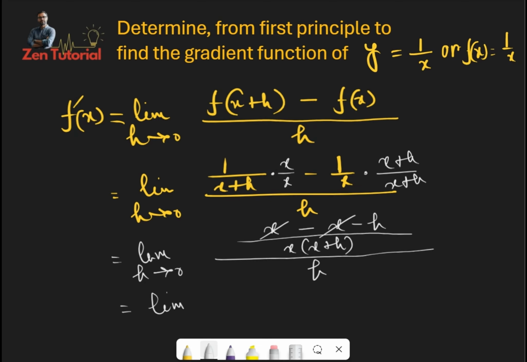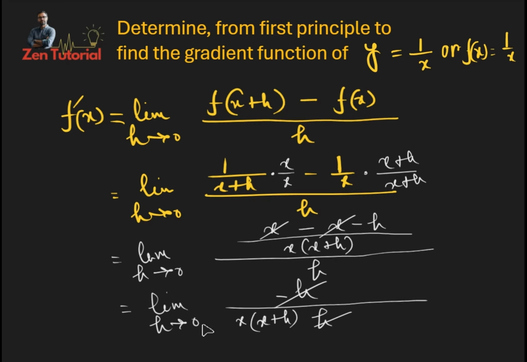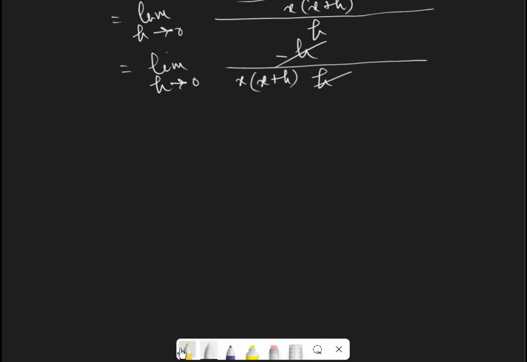So limit h tends to 0, over h, and here the numerator will be x plus h, and here minus h left. So this h cancels out. Now the following line, of course, limit h tends to 0. Now how does it look? So this is minus 1 by x.